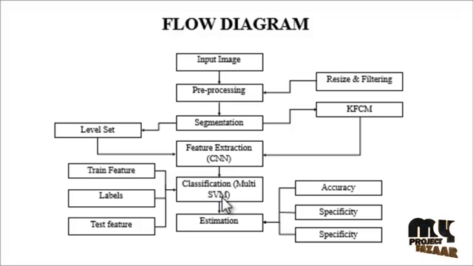Here we are using the multi-SVM classifier. The train features, labels and test features are used here. The SVM model is a representation of the examples as points in space, mapped so that the examples of the separate categories are divided by a clear gap that is as wide as possible.